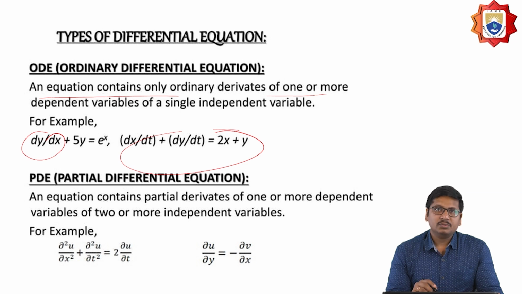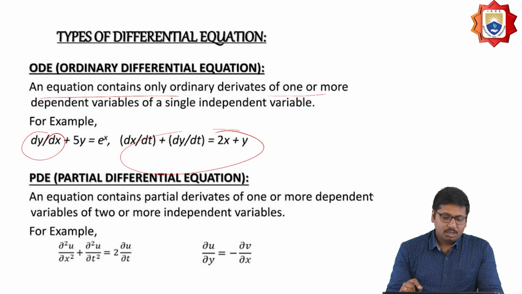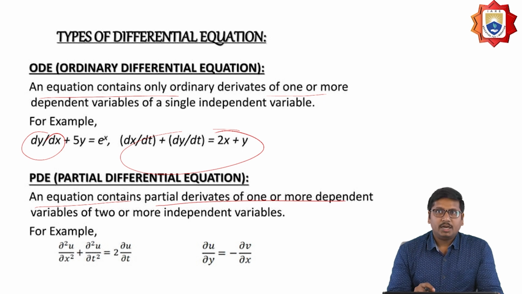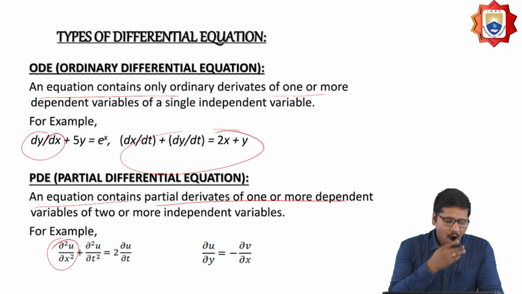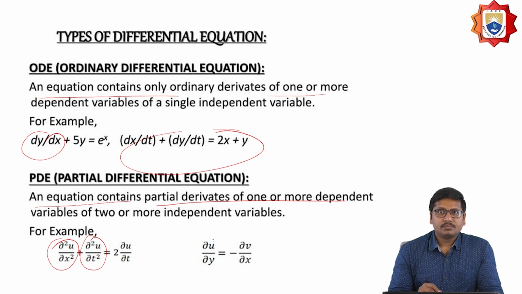So dy/dx plus 5y is equal to x, and dx/dt plus dy/dt is equal to 2x plus 1. And then the partial differential equation. An equation that contains partial derivatives of one or more dependent variables of two or more independent variables. For example, ∂²u/∂t² is equal to u ∂u/∂t, and ∂u/∂x equal to minus ∂u/∂x.